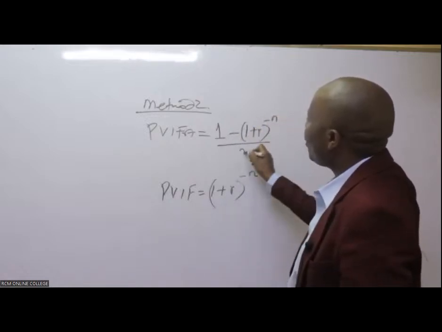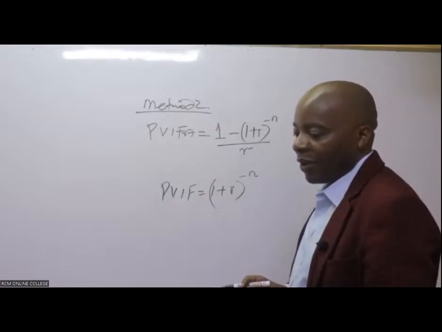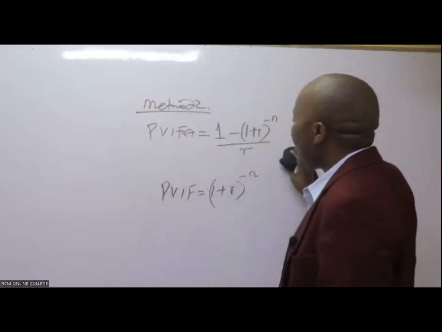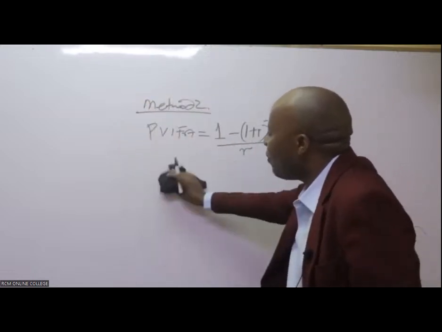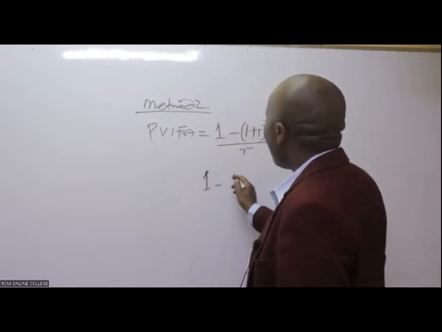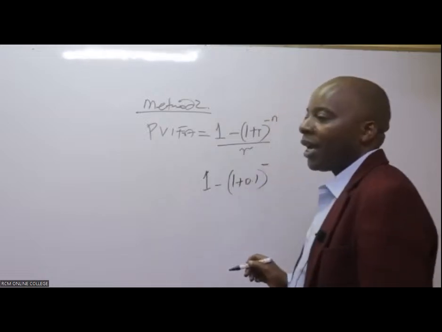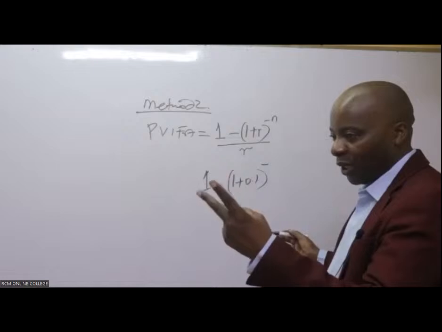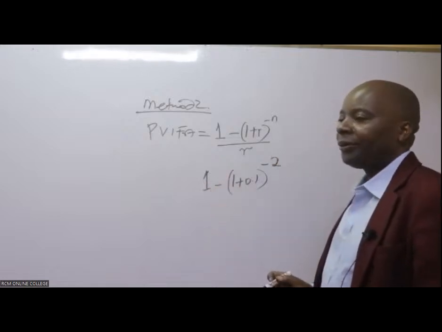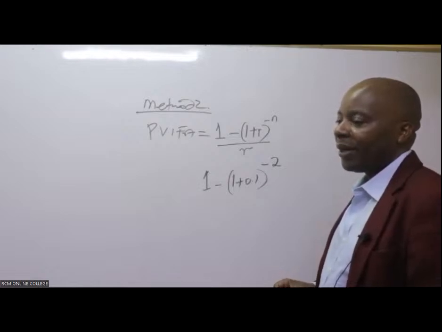And then everything to be divided by R. Now I would want you guys to do me a favor. We know what our R is. So this will be 1 minus 1 plus 0.1 raised to negative n. Our n in this particular case is a 2-year thing; I use 2 years to simplify. So, minus 2 like that.